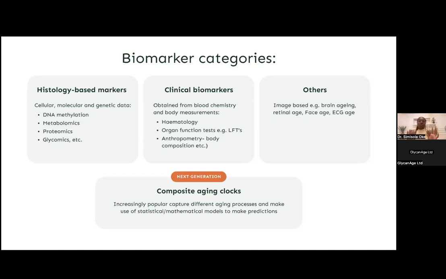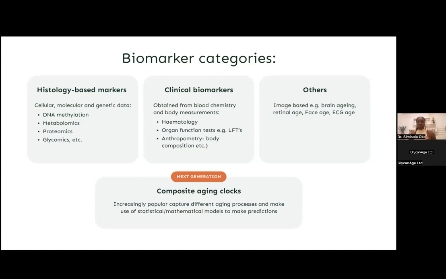And then finally, you have what I'm just calling the others, a mixed bag of very interesting novel research, which is looking at things that are image-based. So there are now tools that you can use to measure face aging, even ECG aging, and also MRI scans, which can actually give a brain age as well. These are more novel, but there's a lot of research in this space.